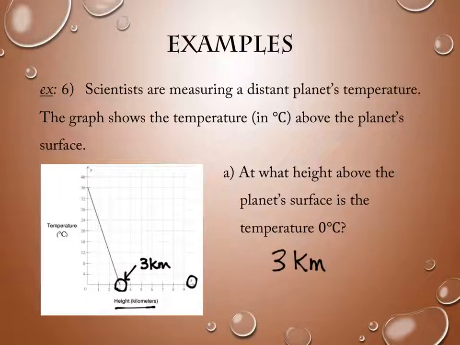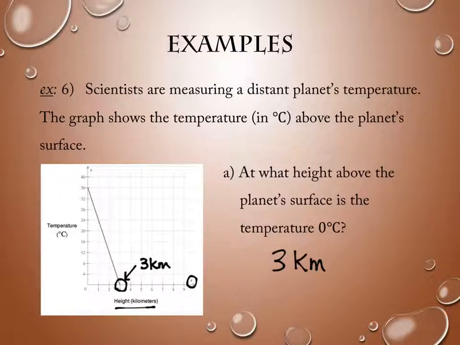Who's flown in an airplane before? Have you ever noticed that the windows are really cold? Yeah? Because the further you get away from the surface of the Earth, the colder it is. So as this particular situation is occurring, the height of 3 kilometers is when I had hit 0 degrees Celsius. Does that make sense?